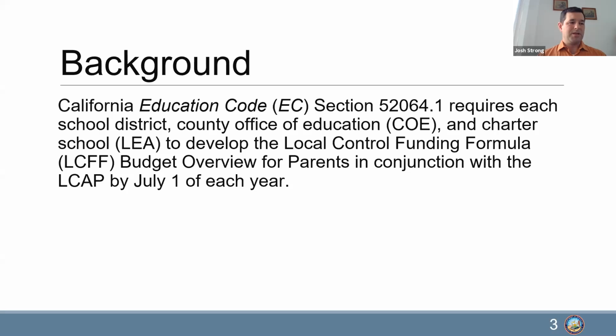So the budget overview for parents was added to the Education Code a number of years ago, and it requires that each school district, county office of education, and charter school develop a budget overview for parents in conjunction with the development of their LCAP. Next slide, please.